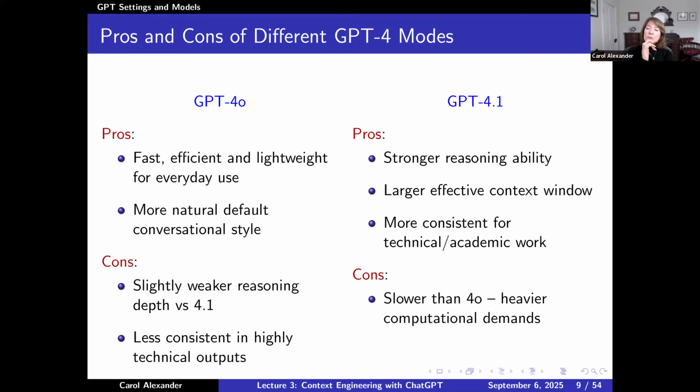And then GPT 4.1 is stronger on the reasoning, as I said. It's got a larger effective context window. So, you know, the context window is how much information the GPT apparently remembers, but it doesn't actually remember, because what happens is every time you make a prompt, it will send not only that prompt, but all the history before it again. And there's only a certain number of tokens that can go into its effective memory.